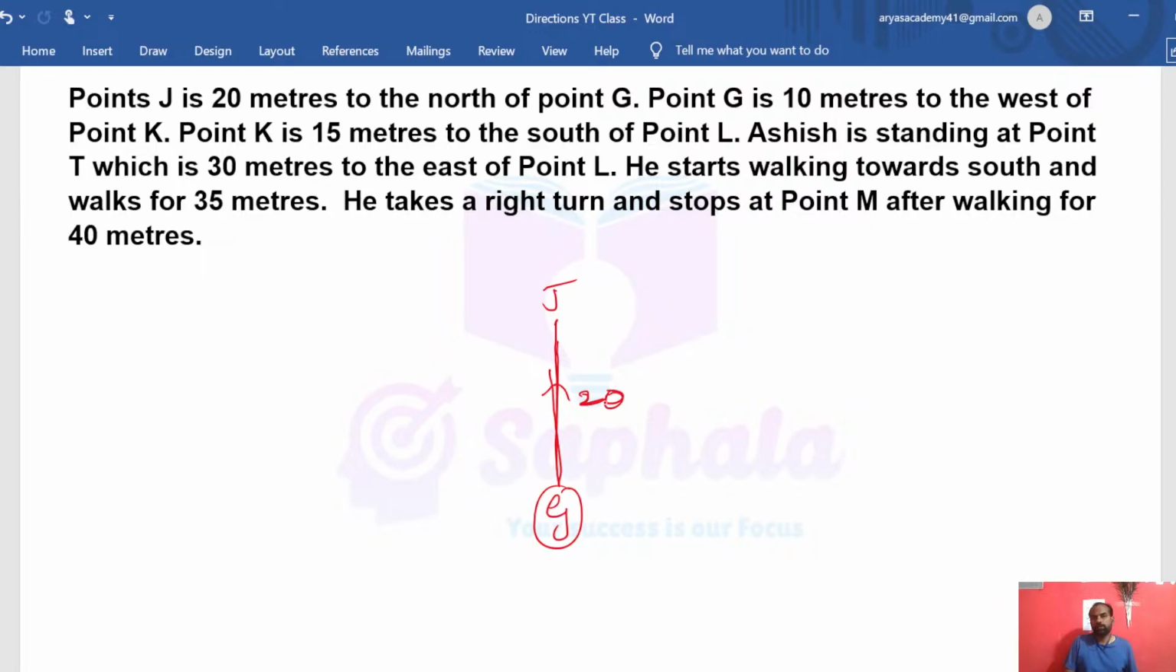Point J is 20 meters north of point G. Point G is 10 meters west of point K. G ಅನ್ನೋದು ವೆಸ್ಟ್ಗೆ ಇದೆ, ಎಲ್ಲಿಂದ? K ಇಂದ. ಸೊ K ಇಂದ 10 ಮೀಟರ್ ವೆಸ್ಟ್ಗೆ G ಇದೆ.